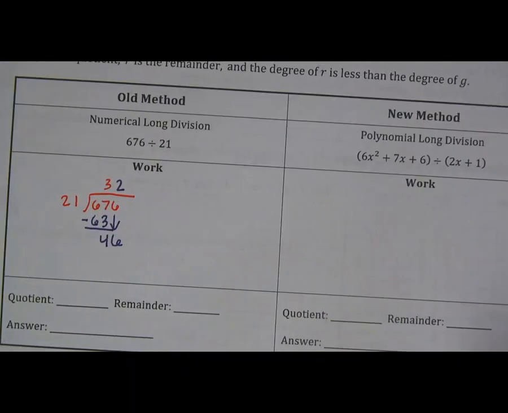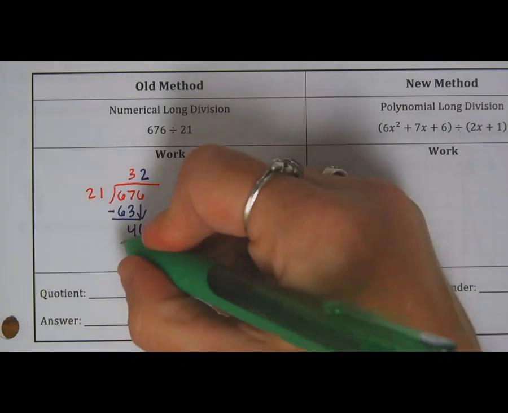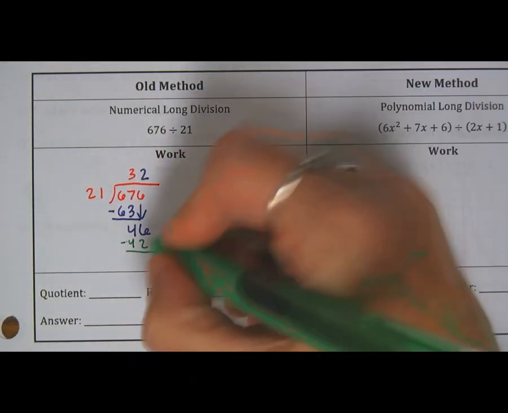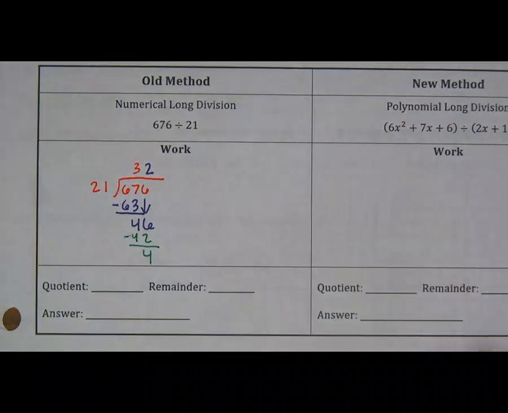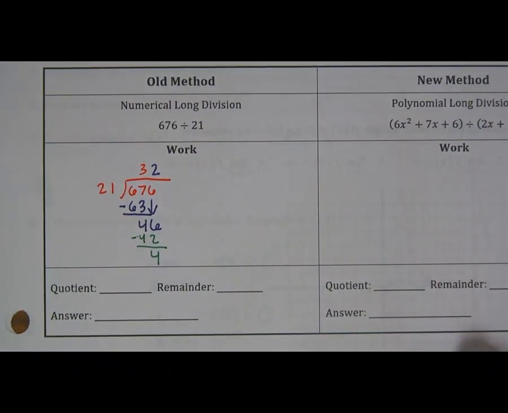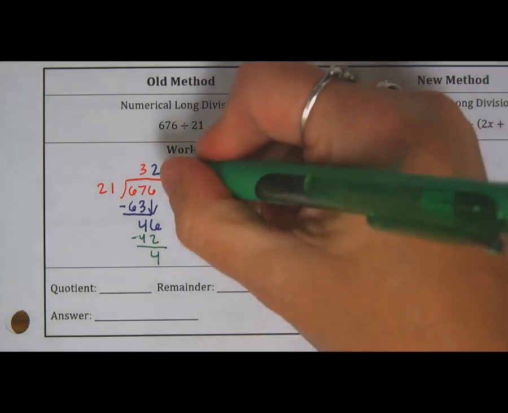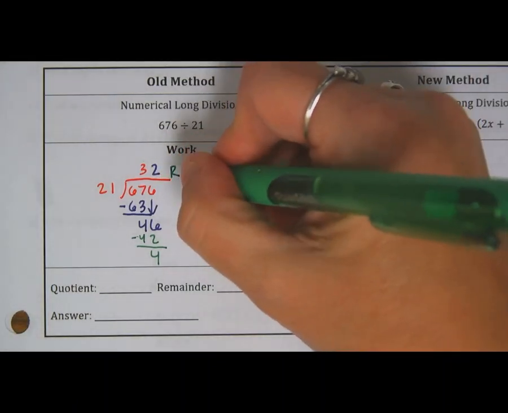2 times 21 is 42. We're going to subtract that, and we have 4. Now, there's nothing more to bring down. What do you call that 4 that's left over? You call it a remainder, and back in the day, we just wrote a big R and we said the remainder's 4.